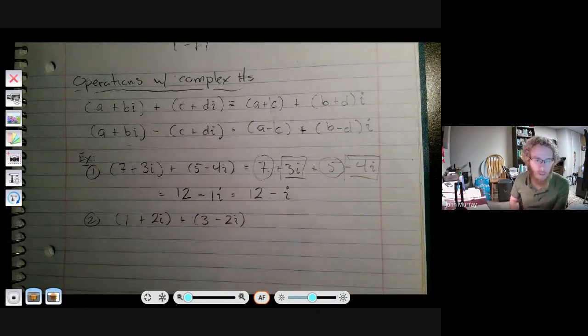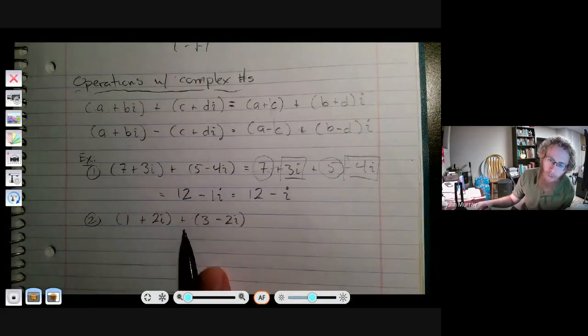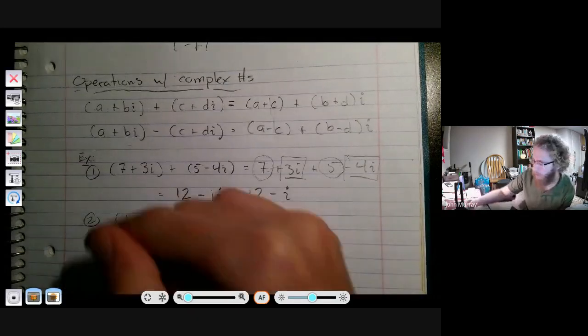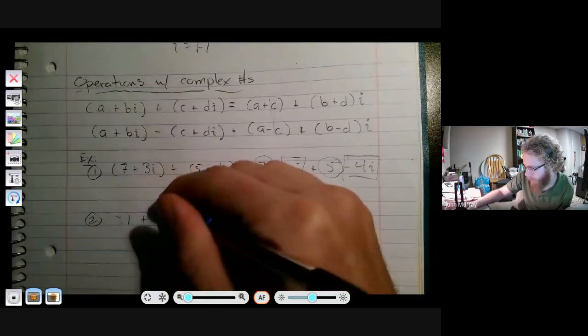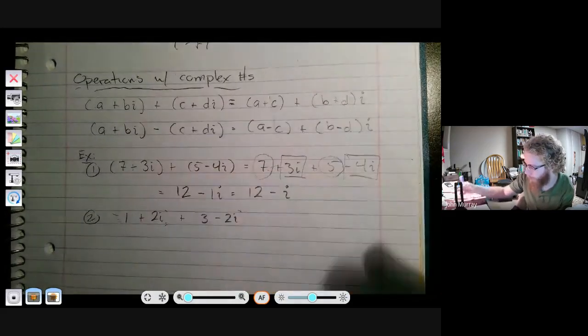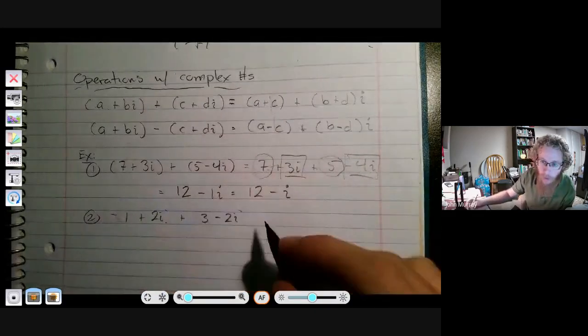Okay, we'll do one more addition. So here I have 1 plus 2i plus 3 minus 2i. And again, since it's plus there, I can just drop the parentheses. So I'll just erase those. So my real parts, I have 1 plus 3.